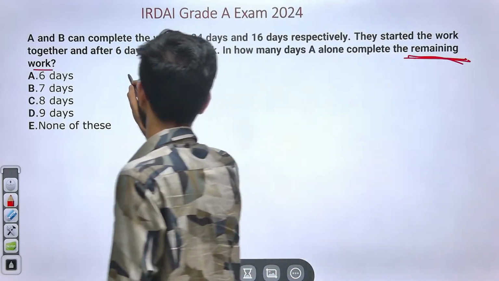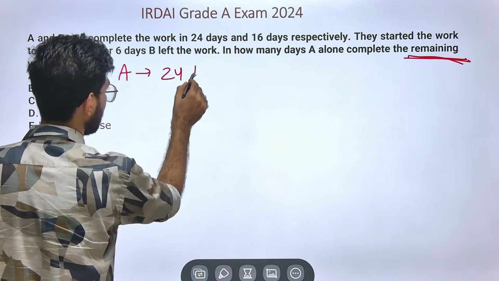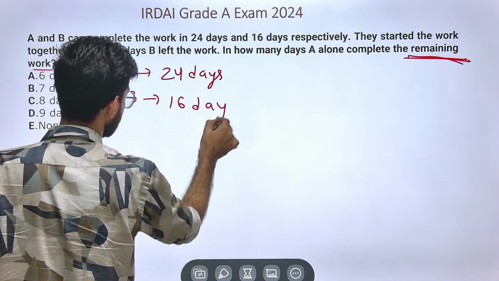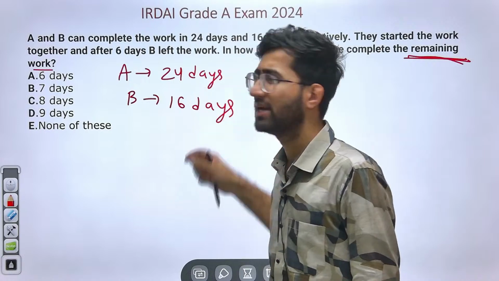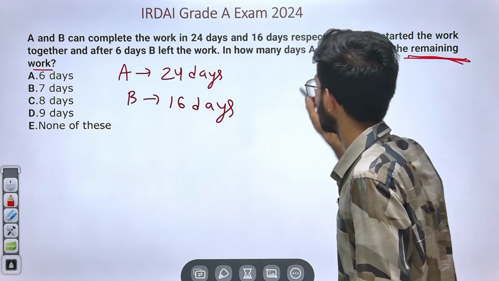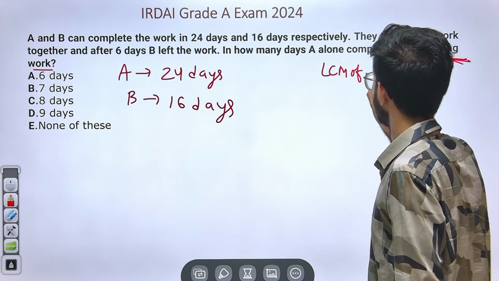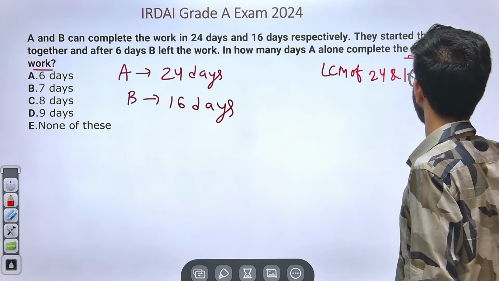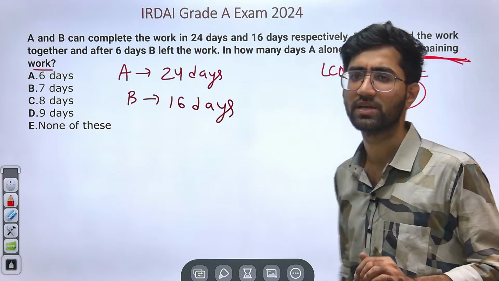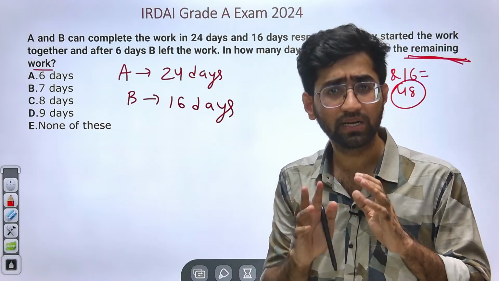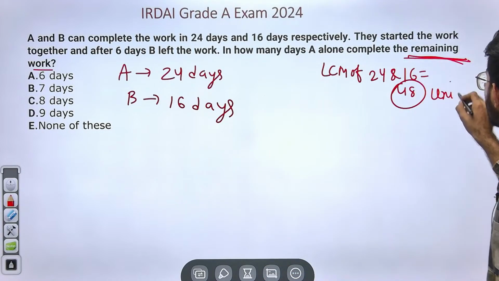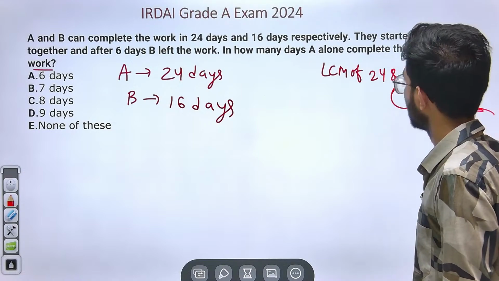Okay, so you can write A can complete the work in 24 days, B can complete the work in 16 days. So we have got two values in days. So try to find the LCM of 24 and 16. If you try to find the LCM of 24 and 16, you will find that this is 48. So we are assuming that the total work is of 48 units.